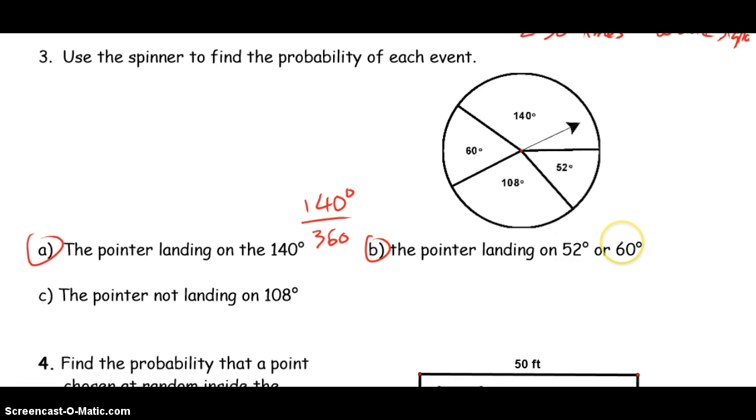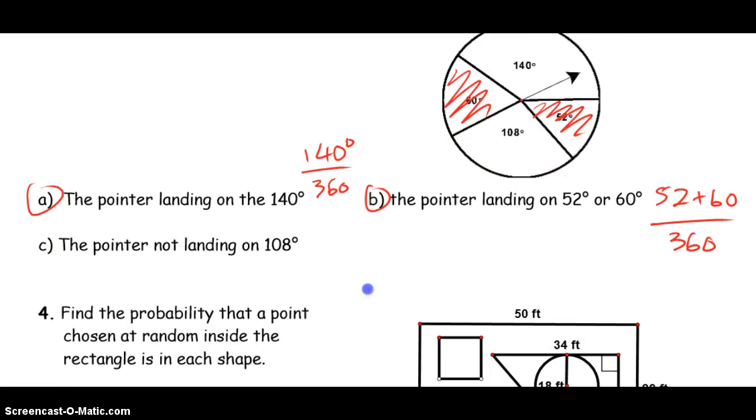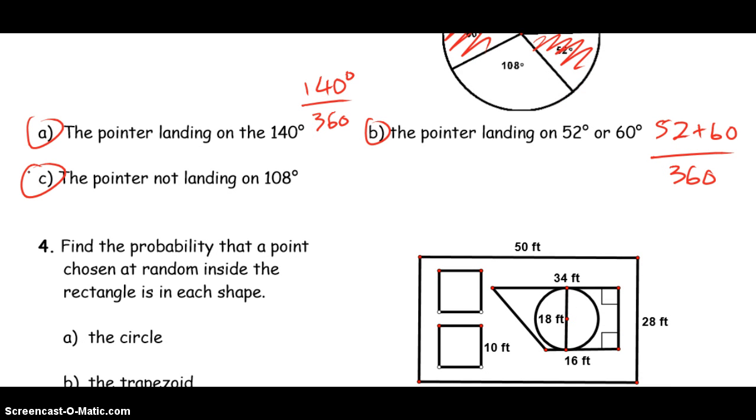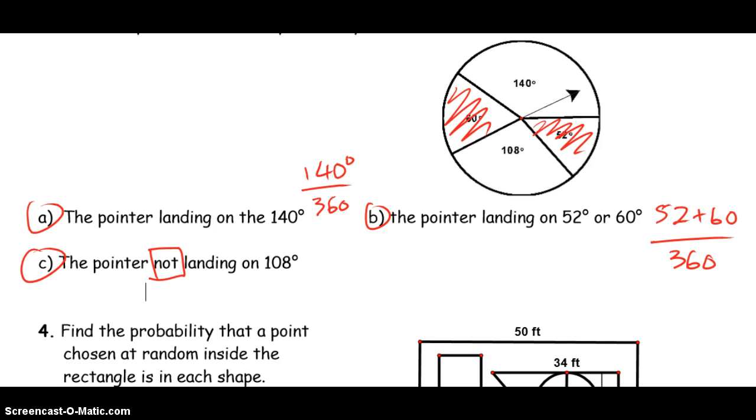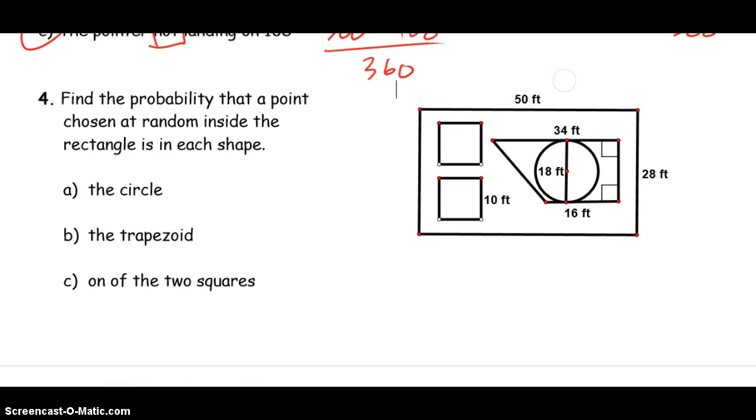Part B, 52 or 60. So that's saying, what's the probability of it landing in here or here? Well, in this case, you just add them together. So 52 plus 60 divided by 360, and again, that's got to be simplified. What about this? This is an interesting one. The word not is the key here, and most of you prefer to think of this as, well, not on 108 would be 360, which is all the way around, minus 108, and then divided by the total, which is 360, and that will give you your answer there.